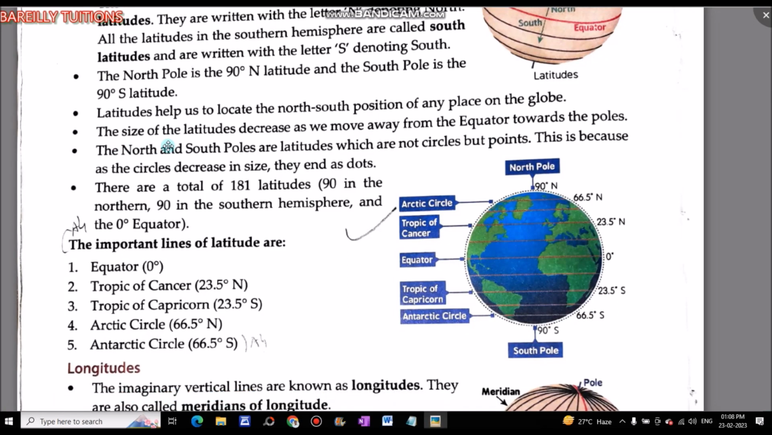The size of the latitudes decreases as we move away from the equator towards the pole. The north and south poles are latitudes which are not circles but points. This is because as the circles decrease in size, they end as dots. There are a total 181 latitudes, 90 in the northern and 90 in the southern hemisphere, and the 0-degree equator.